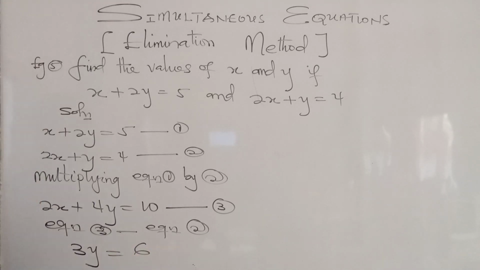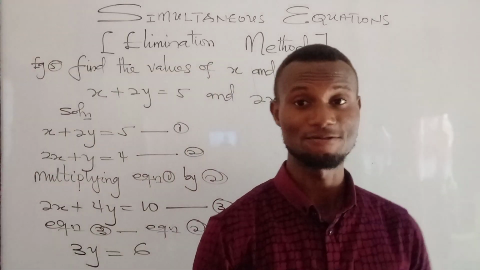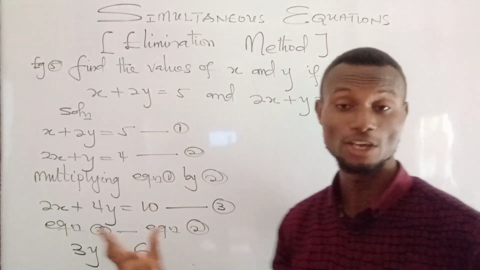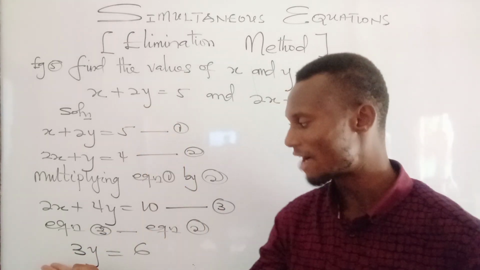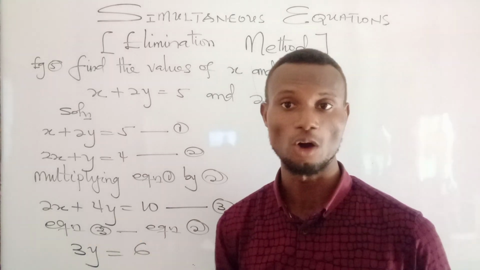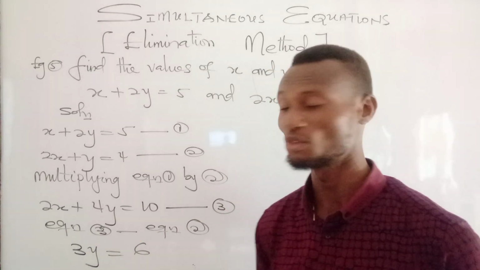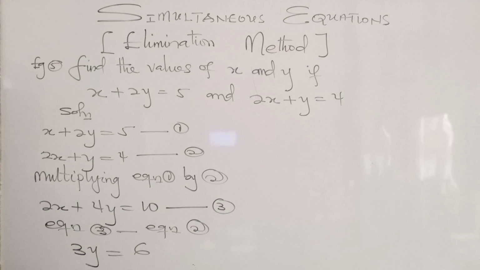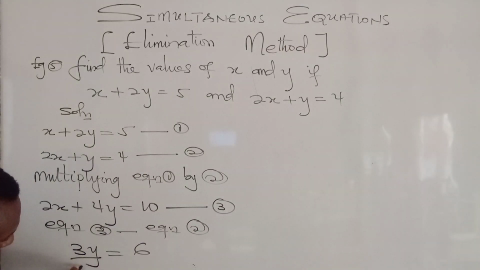So you can see that we've eliminated the variable s from the equation. Now we have only y in this equation and we can solve for the value of y. So let's go ahead and solve for the value of y by dividing through by 3. So I divide here by 3. I hope you understand and you agree with me.